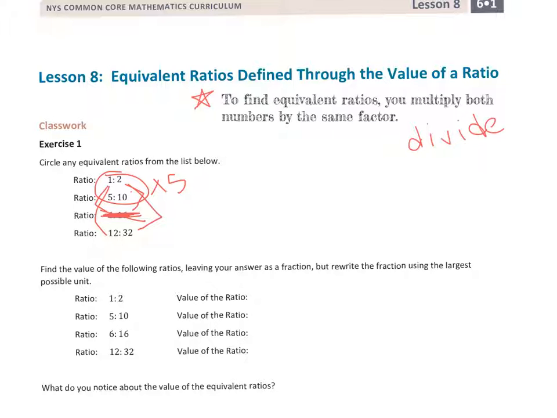However, I can use a different color here because I don't know if anybody noticed this. Let me erase some of this. It looks like 6 to 16 and 12 to 32 are equivalent ratios. So 1 to 2 is equivalent with 5 to 10, and 6 to 16 is equivalent with 12 to 32, because from 6 to 12, that's times 2, and 16 to 32 is times 2.